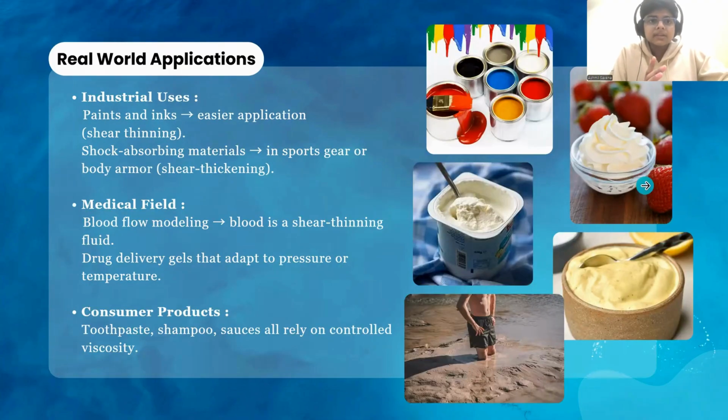Talking about some real life applications of non-Newtonian fluids. First of all, industrial uses, the use of paints and inks, which is an example of the shear thinning non-Newtonian type. Next being shock absorbing materials like in sports gear or body armor, which is an example of shear thickening. Talking about medical field uses, you can see that in blood flow modeling, blood is a shear thinning fluid. Drug delivery gels that adapt to pressure or temperature are also non-Newtonian. Next, consumer products like toothpaste and shampoo, as we already discussed, are all non-Newtonian and are widely used in real life.